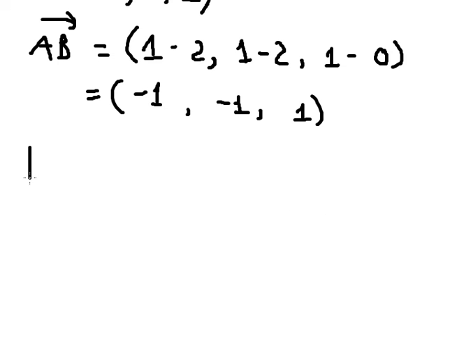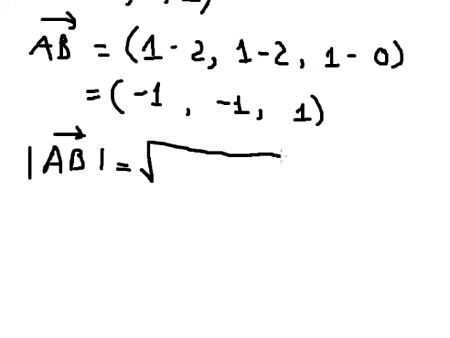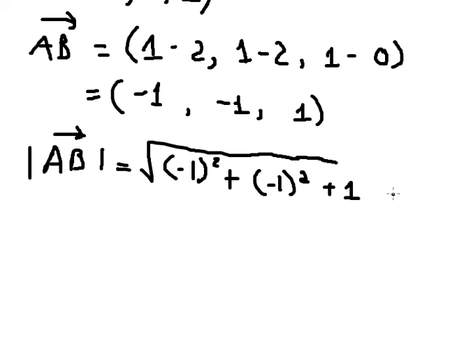Next, we need to find the magnitude of vector AB. So we have negative number 1 inside the square, negative number 1 with the power number 2, and number 1 with the power number 2. So we have the square root of number 3.